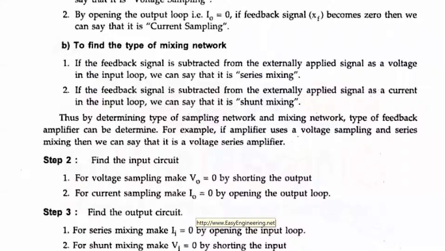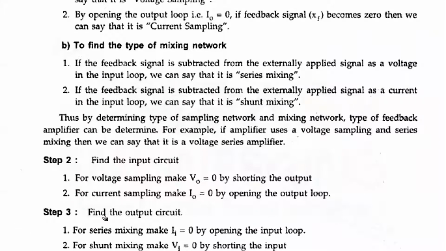Why? Because in a series connection, if we make the current 0, then the feedback signal is affected. Because in a loop, whenever elements are in series, the same current flows. That is the reason for series mixing, we will make the input current 0.